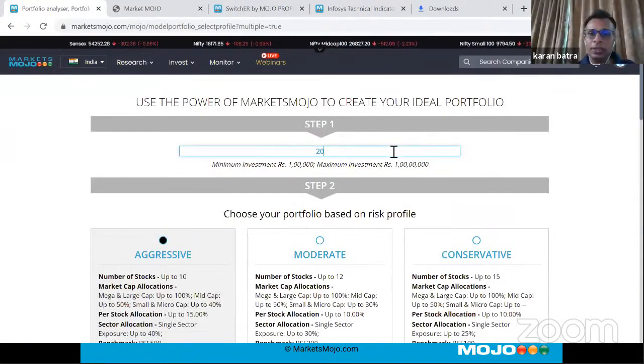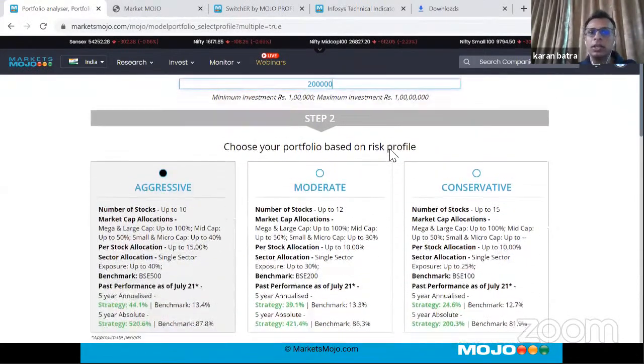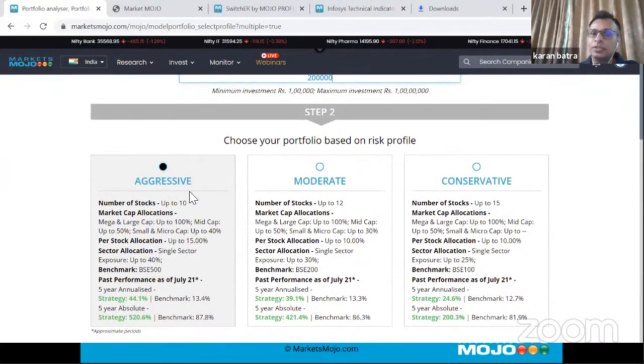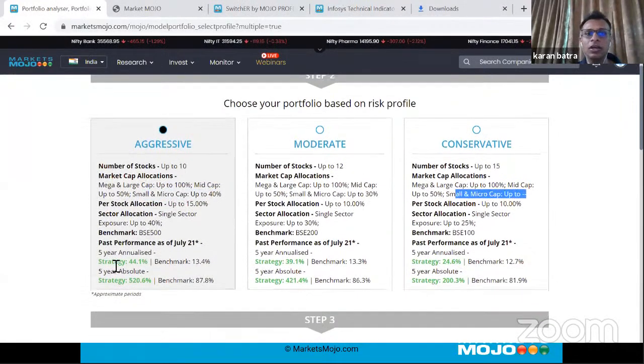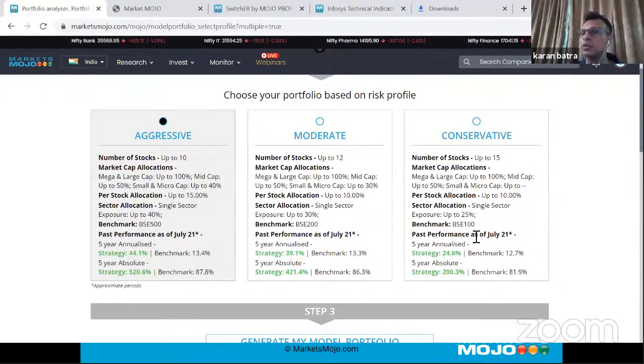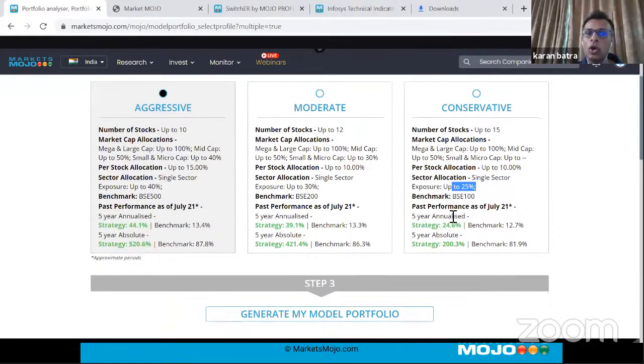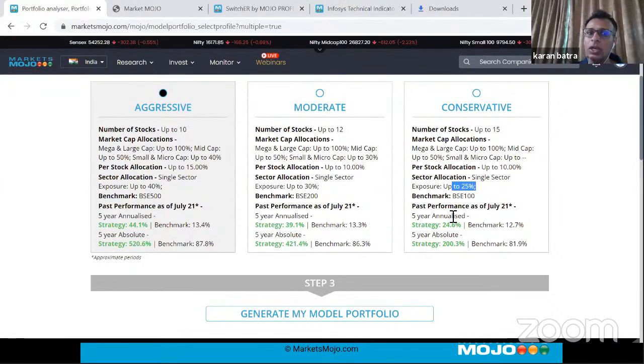3 steps, like I said, put the amount. Let's say I want to put 2 lakhs. There are 3 portfolios available right now based on the different risk segments, from aggressive to conservative. The difference will be in terms of the allocations across stocks. Aggressive can go up to 40% in small and micro cap, while conservative will not have small and micro caps. This will be somewhere in between. This can go up to 40% in a sector, conservative 25% in a sector. All 3 portfolios have done extremely well versus the benchmark over the last 5 years. So based on your profile, you can choose which portfolio you want to go for.